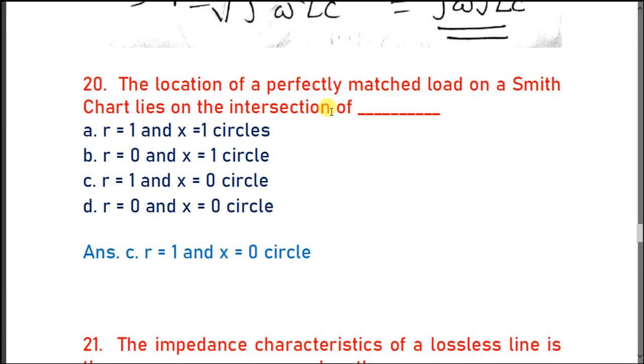The location of a perfectly matched load on the Smith chart lies on the intersection of dash. If you know the theory of the Smith chart, how to draw it, the Smith chart always starts with the r equal to 1 circle and the x equal to 0 line. So the answer is C. For a perfectly matched load, r is always going to be 1 and x is equal to 0.